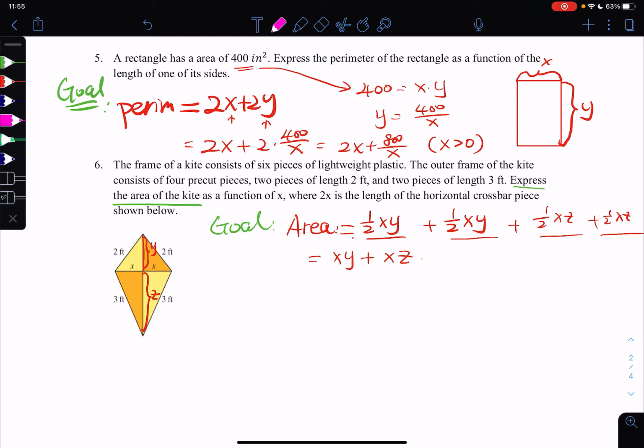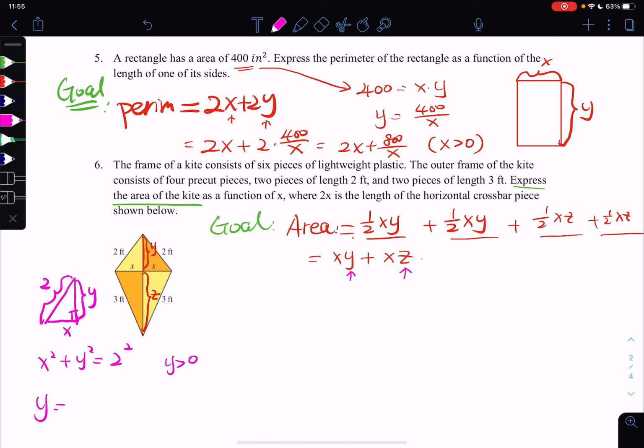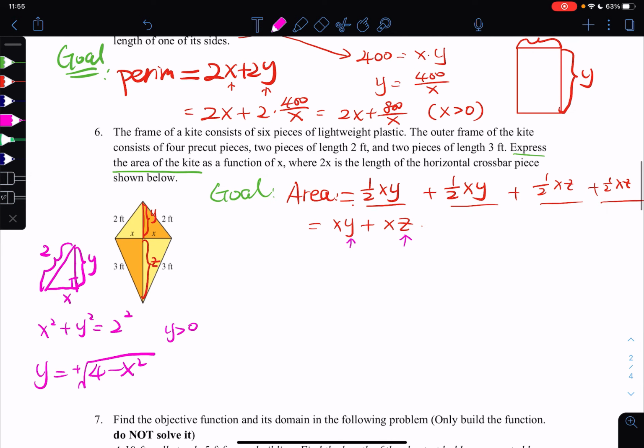As before, you can only have one variable, and because they've already identified for you that I want to use my x, you want to find a way to express your y and z in terms of x. If you look at the problem, what you have here is your y and your x and your 2, which clearly forms a right triangle, and therefore you have your Pythagorean theorem, which means x squared plus y squared is supposed to be 2 squared, where you know for sure y is greater than 0, so y is the square root of 4 minus x squared, and you are keeping the positive piece of it.